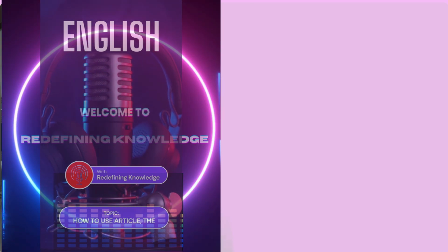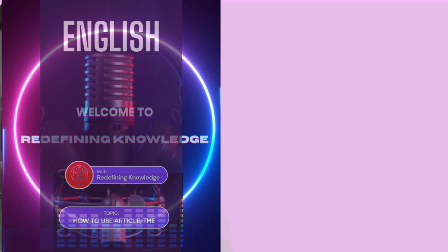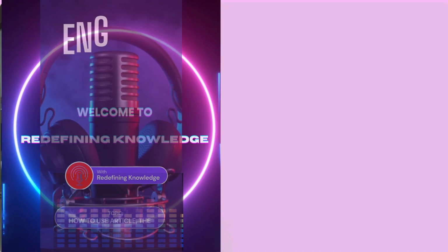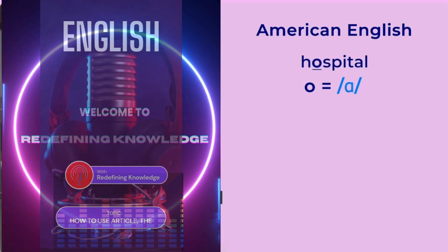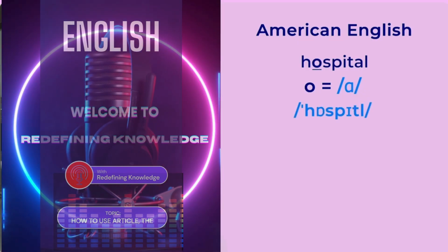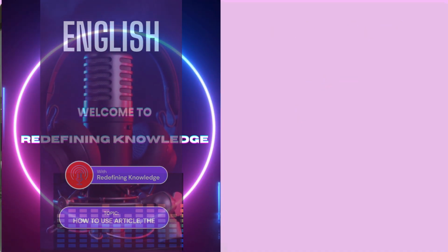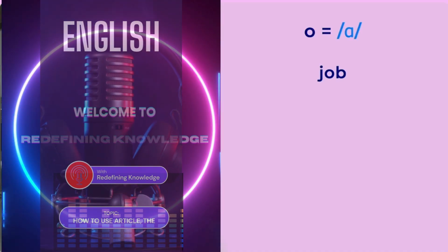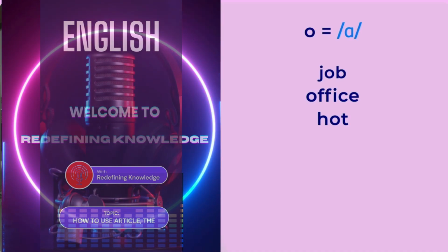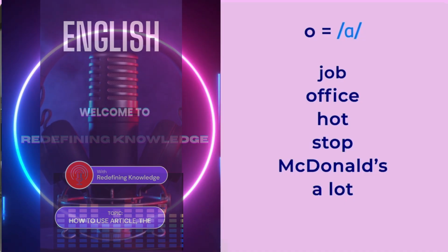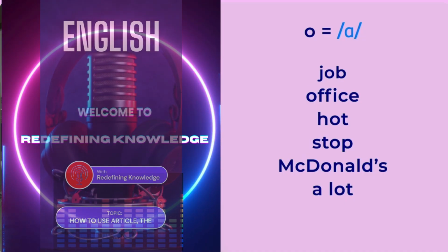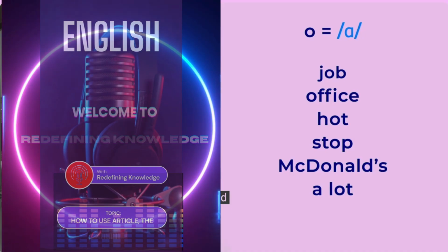Let's listen to some native speakers of American English and British English using hospital. Also, listen to how they pronounce the word in American English. The O of hospital is pronounced more like an R sound. So we don't say hospital, we say hospital with an R sound. Other words spelled with an O that have the same R sound include job, office, heart, stop, McDonald's, a lot. So that O is very frequently pronounced as an R sound in American English.